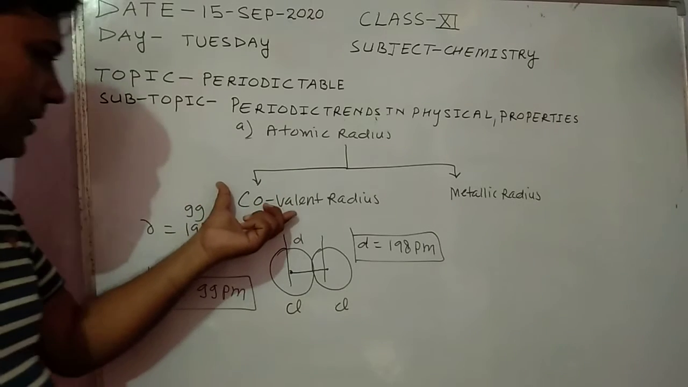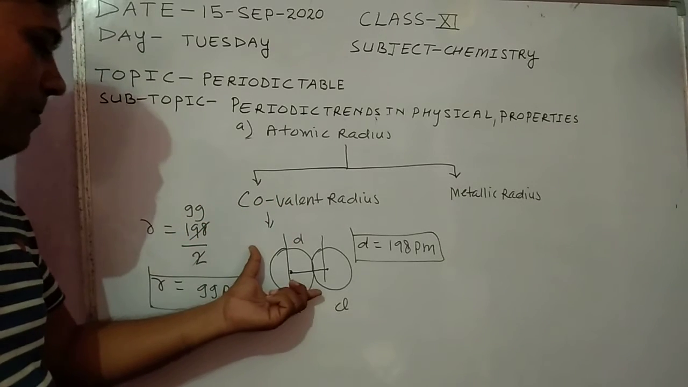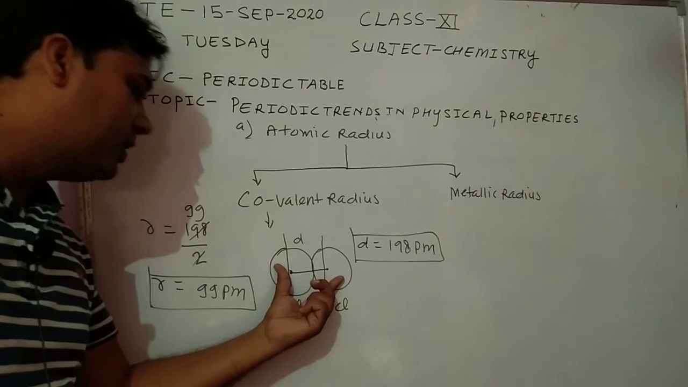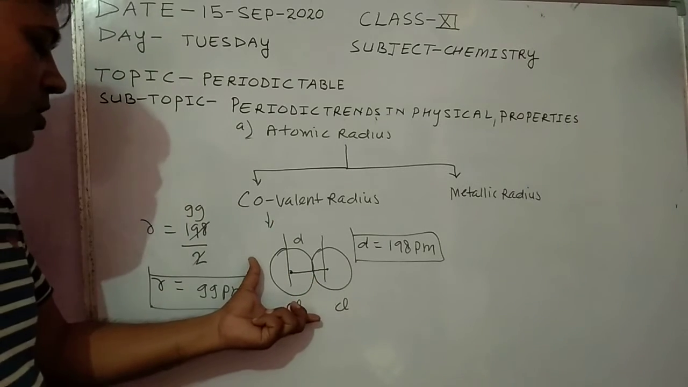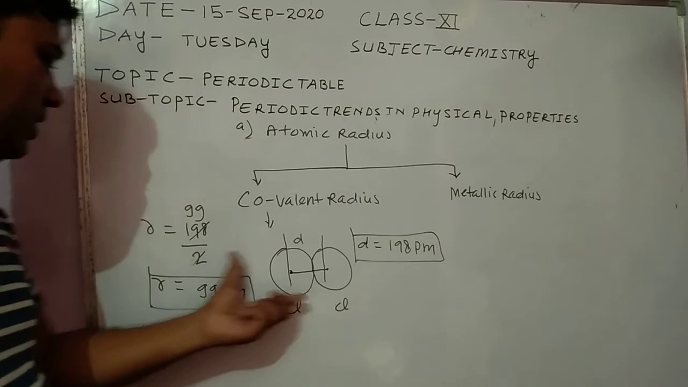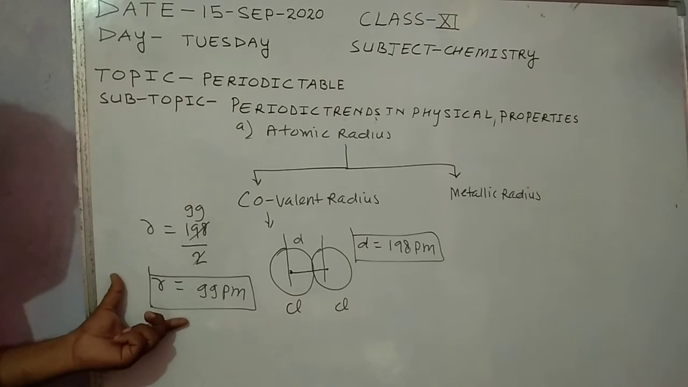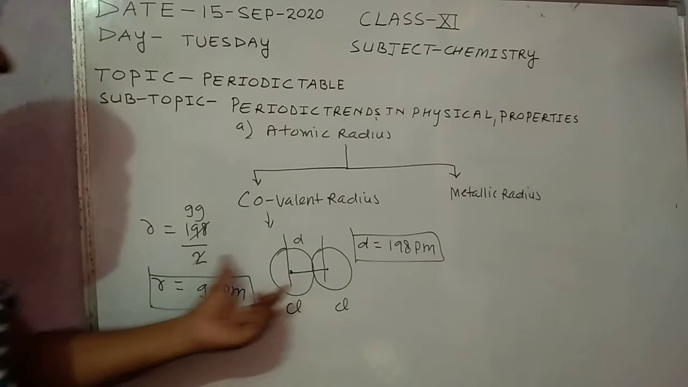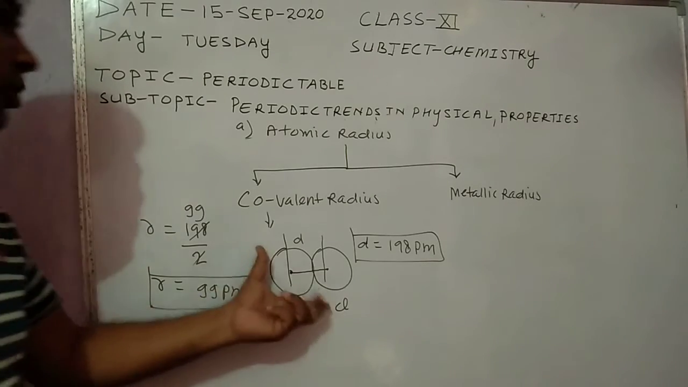So the radius of the chlorine atom is the covalent radius. Covalent radius is calculated for non-metal atoms present in a bonded state. So half of the internuclear distance between two bonded non-metal atoms is equal to the covalent radius. So the covalent radius of chlorine is 99 picometer.